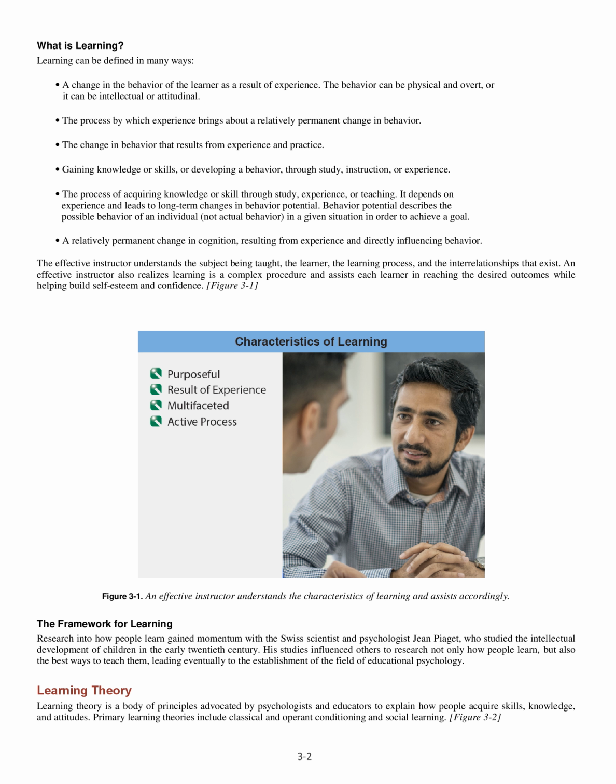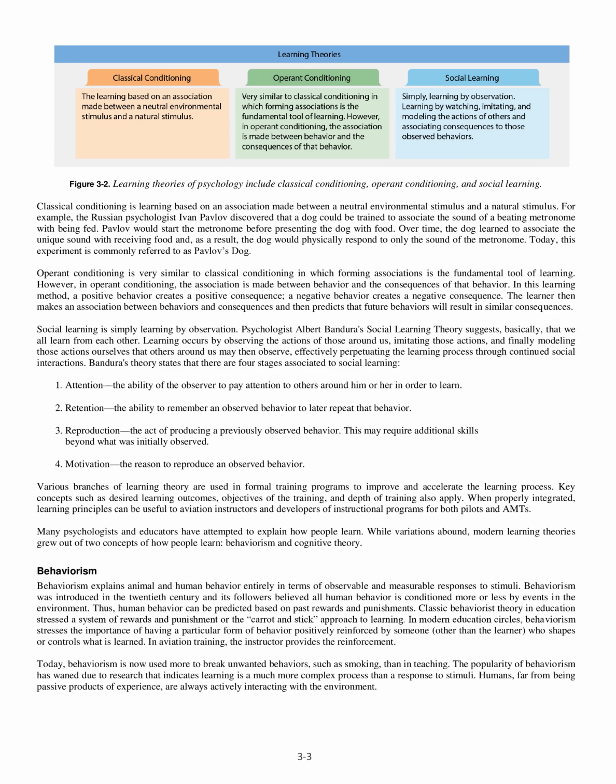Figure 3.2. Classical conditioning is learning based on an association made between a neutral environmental stimulus and a natural stimulus. For example, the Russian psychologist Ivan Pavlov discovered that a dog could be trained to associate the sound of a beating metronome with being fed. Pavlov would start the metronome before presenting the dog with food. Over time, the dog learned to associate the unique sound with receiving food and, as a result, the dog would physically respond to only the sound of the metronome. Today, this experiment is commonly referred to as Pavlov's dog.